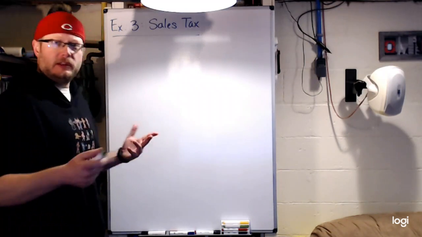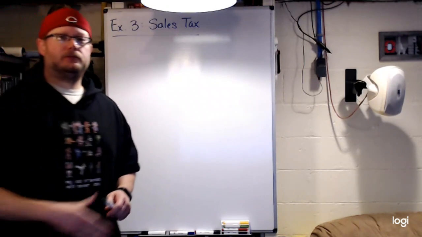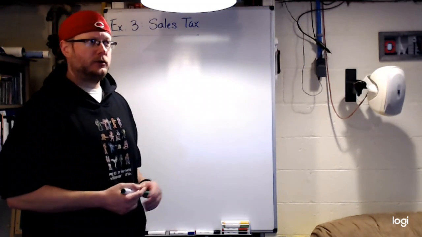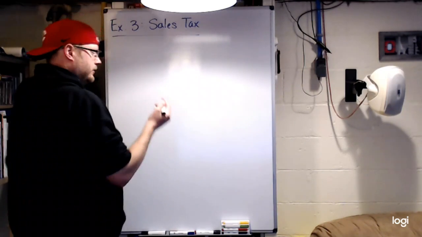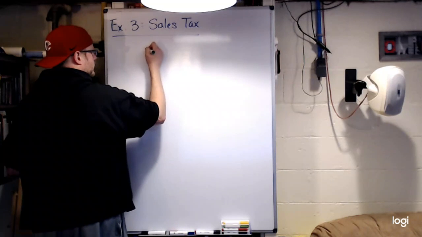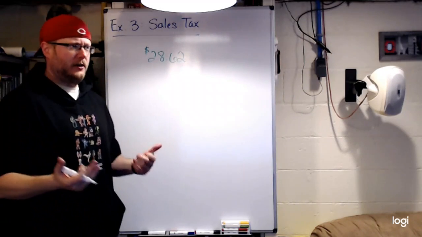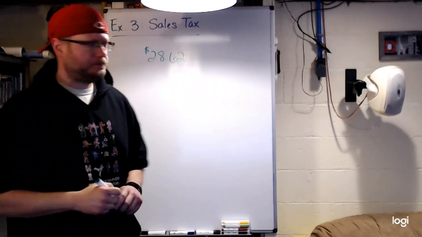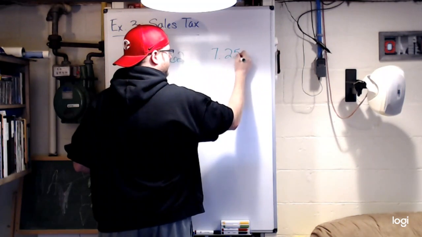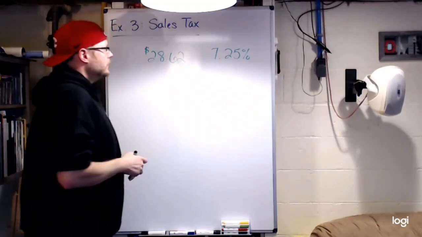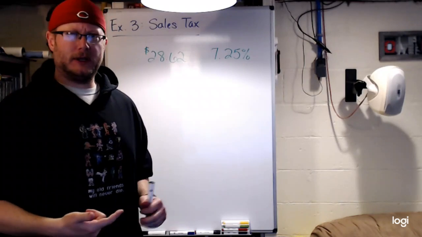So let's write down our facts, right? Just like we were doing with other problems. Like we were doing the previous word problems, always look at your facts first. So she spent $28.62. We know that. And that would be, if you were thinking in finance terms, your subtotal. And then it says the sales tax is 7.25%.